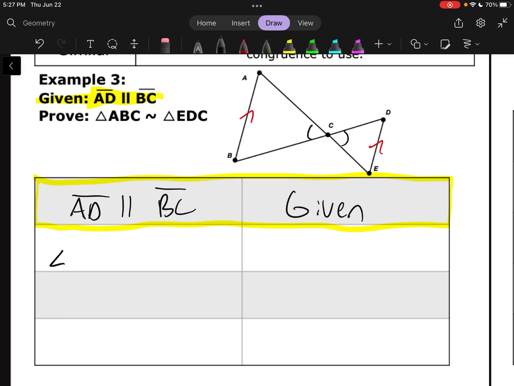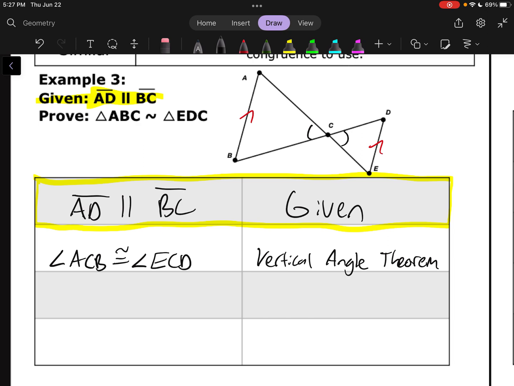So I'm going to go ahead and say that angle ACB is congruent to angle ECD by the vertical angle theorem. That is one set of congruent angles. We need another set of congruent angles if we're going to get away with using AA.